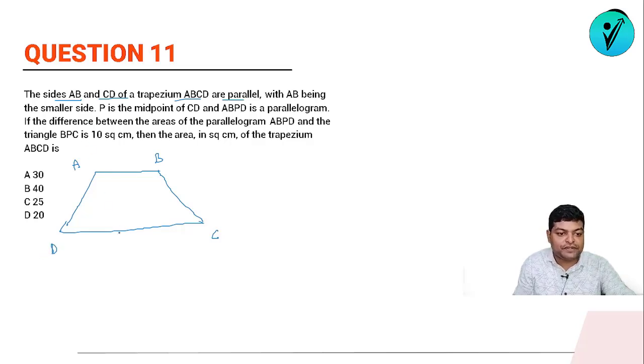P is the midpoint of CD and ABPD is a parallelogram. So this is a parallelogram. ABPD is a parallelogram. If the difference between the area of the parallelogram ABPD and the triangle BPC is 10. Okay, so whatever is the area of this parallelogram and whatever is the area of this triangle, if you take the difference of it, it is 10. Then the area in square centimeter of the trapezium.